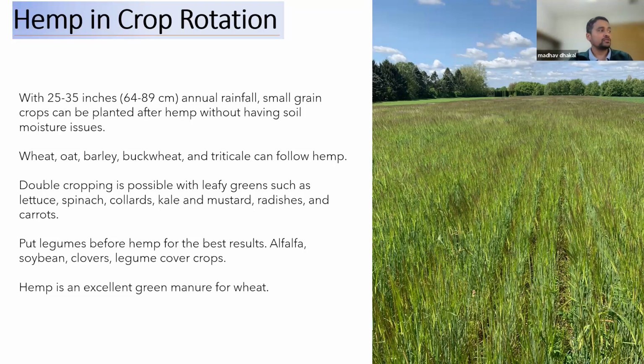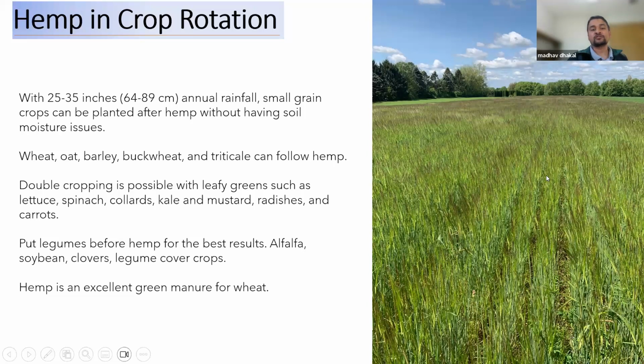So put legumes before hemp for the best results. For example, clovers, cover crops, and then soybean and alfalfa are better for hemp production if you are planting your hemp after those leguminous crops. And hemp is also an excellent green manure for wheat. And you can see the picture here.